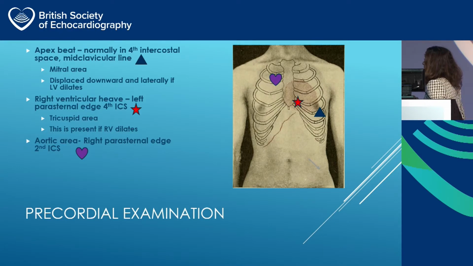The lower left sternal edge, fourth intercostal space, is the tricuspid area. Sorry, the apex beat is the mitral area. This is the tricuspid area.